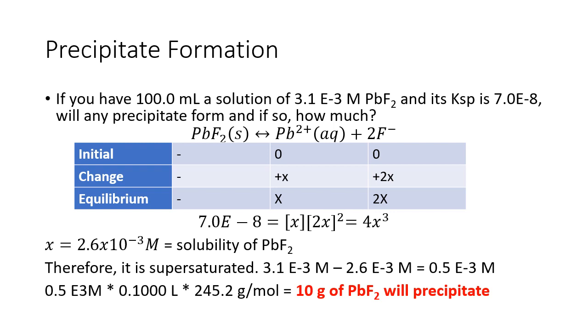And you may be wondering, why did I say 10 and not 12 point whatever? The answer to that question is sig figs. We only have one sig fig when we take the difference of those concentrations, so we round to the tenth place. We have 10 grams of lead fluoride that will precipitate. Again, rounded, it's an estimate.